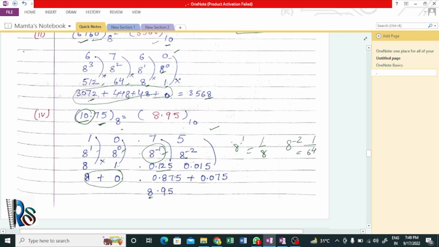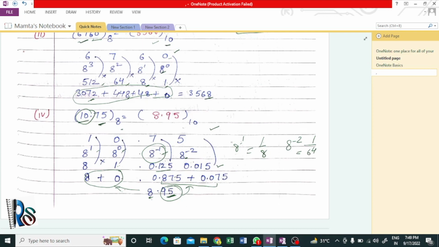And if we divide it or calculate it, what do we get here? 0.015. Now we need to add these two. After adding these, we will get 8.95. This 95 is calculated from here and 8 is calculated from here. So this is the conversion of the fractional octal part into the decimal number.